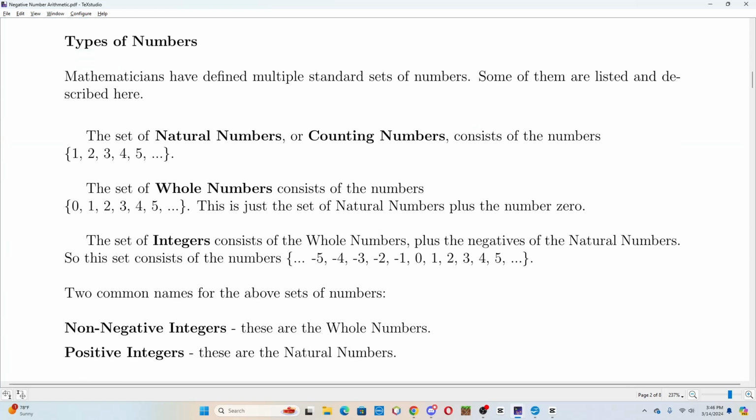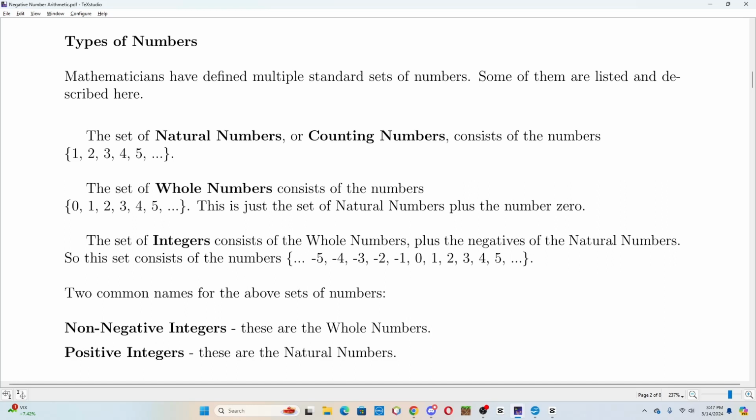Types of numbers. Mathematicians have defined many different number systems over the centuries. Some of them are listed here. The set of natural numbers, or counting numbers, consists of the numbers 1, 2, 3, and so on forever. The set of whole numbers consists of the numbers 0, 1, 2, 3, and so on, and is just the set of counting numbers plus the number 0.